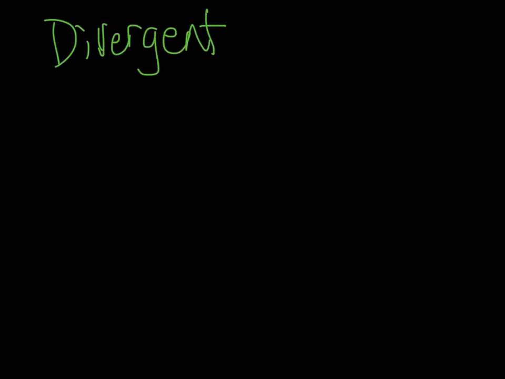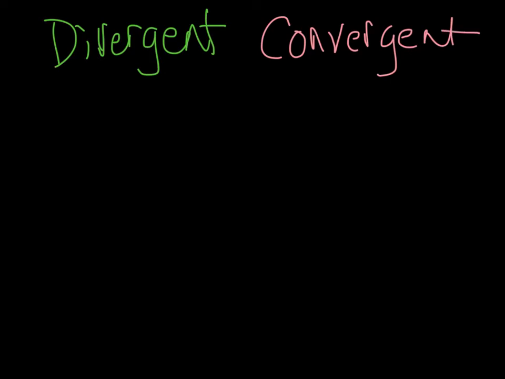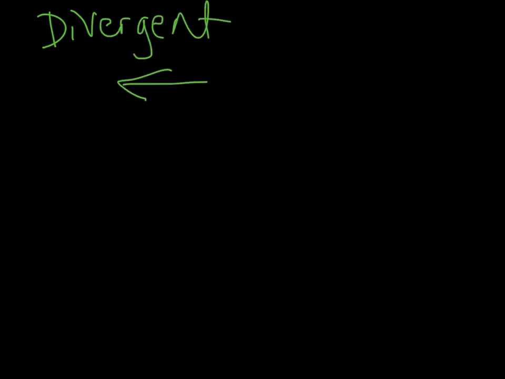So we've got the three different types of boundaries. We have divergent, convergent, and transform. The first of these I want to talk about is a divergent. So in a divergent boundary, you're going to get the plates moving away from each other.